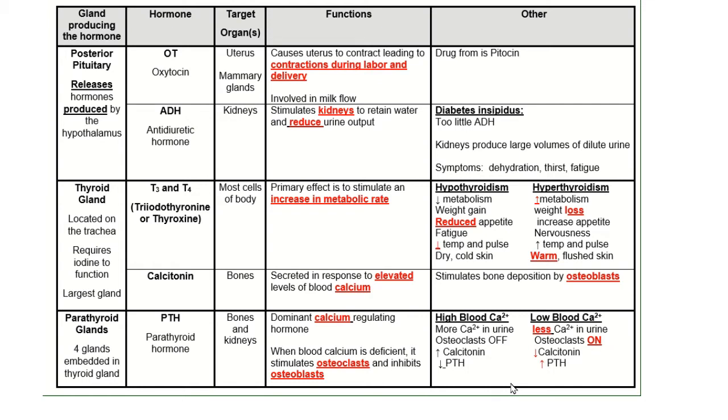In comparison, if you have low blood calcium levels, so you haven't eaten anything with calcium in several days, your body needs calcium for your muscles to contract, for your heart to beat. So your body is going to go looking for calcium.